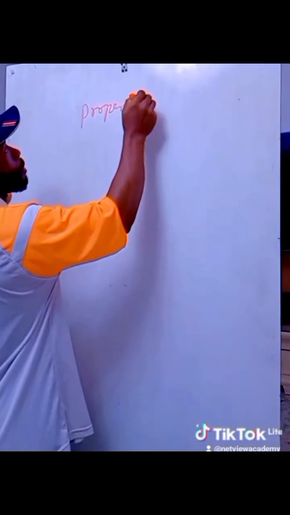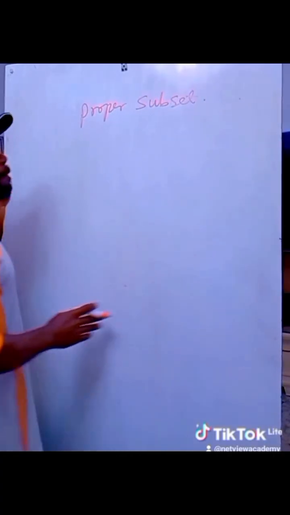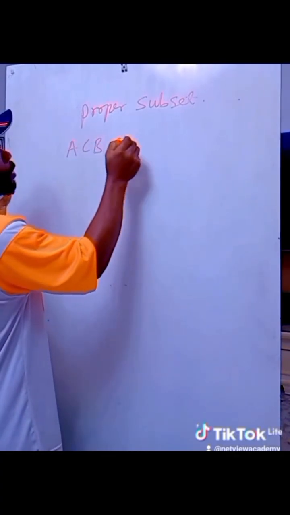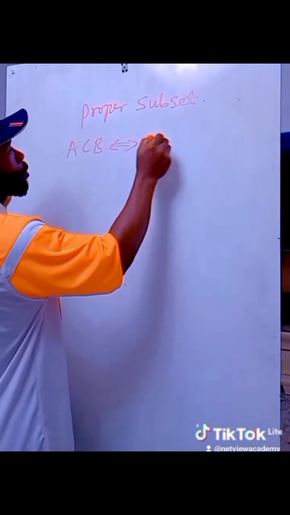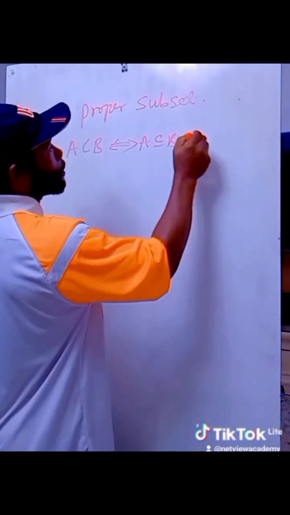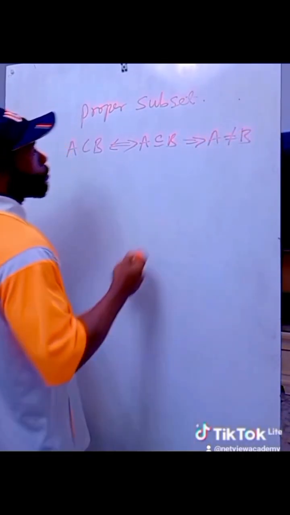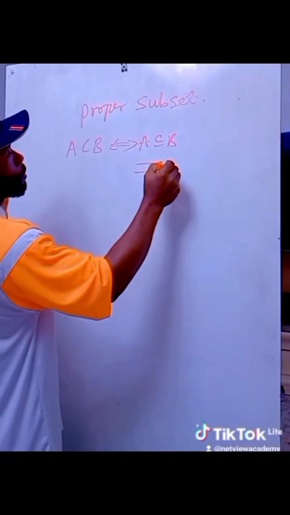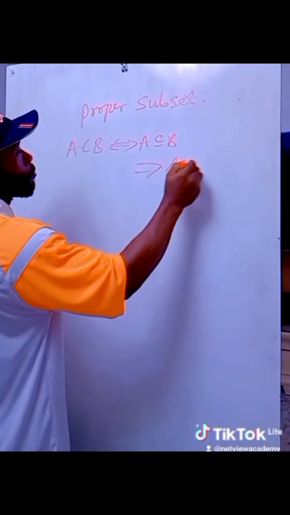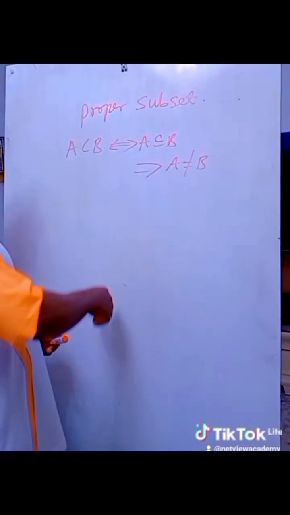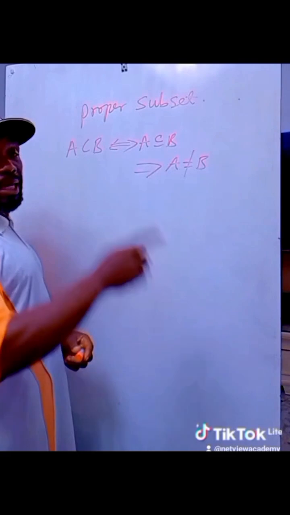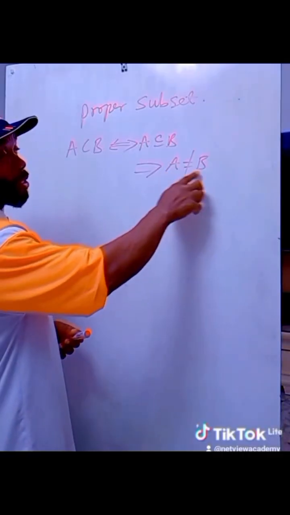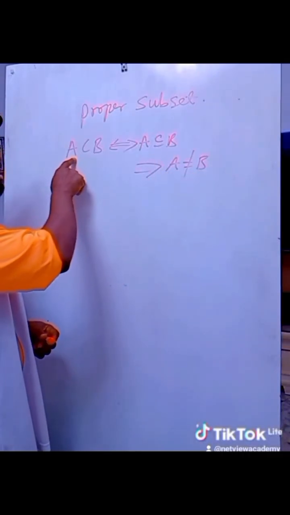Proper subset. A is a proper subset of B if and only if A is a subset of B and A is not equal to B. So if A is a subset of B and there is at least one element in B that is not in A, it means that set A is not equal to set B. Therefore, A is a proper subset of B.